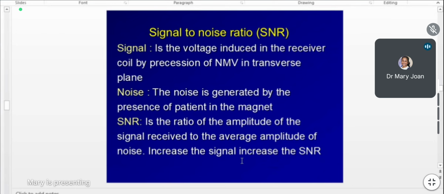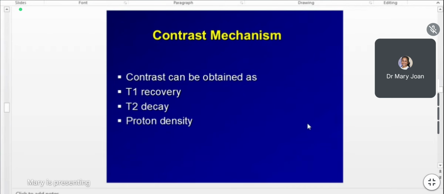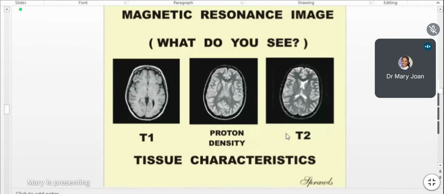Increase the signal, increase the SNR. The contrast mechanism can be obtained as T1 recovery, T2 decay, or proton density, which is represented as PD in the table. In the magnetic resonance image, you can see the T1, proton density, and T2 images. We have seen what will be white and what will be black; it will be reversed in T2, and the tissue characteristics can be identified by these features in the magnetic resonance image.